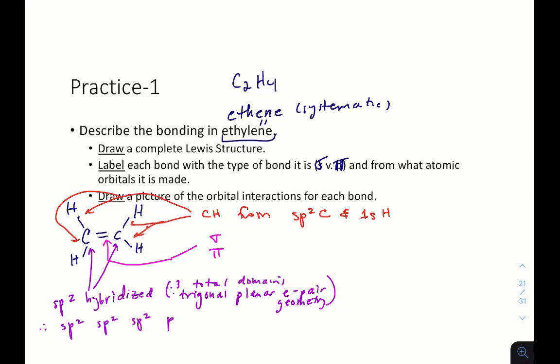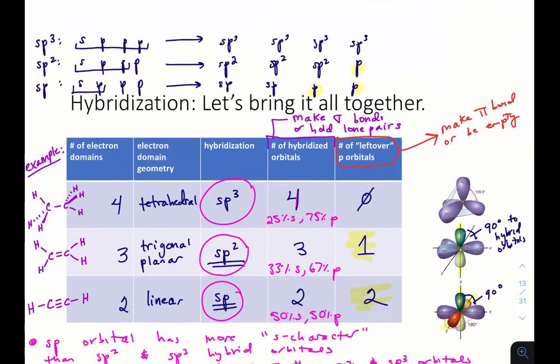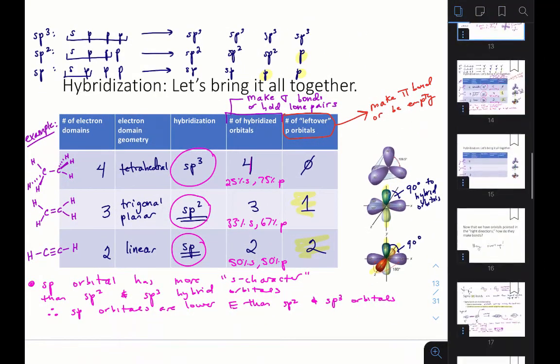The first bond is always a sigma bond. The sigma bond is between the sp2 orbital on one carbon and the sp2 orbital on the other carbon. And the pi bond is between the p orbitals that are left over, that are unhybridized, on both of those carbons. Recall our very important table that we made together. Hybrid orbitals make sigma bonds and hold lone pairs. Leftover p orbitals make pi bonds, or they will be empty.